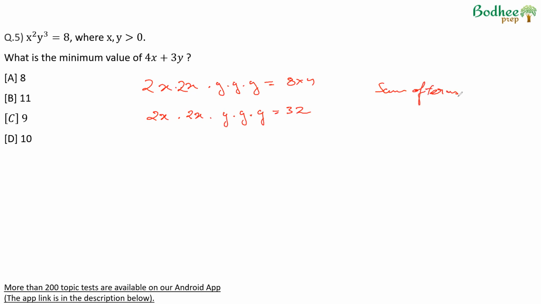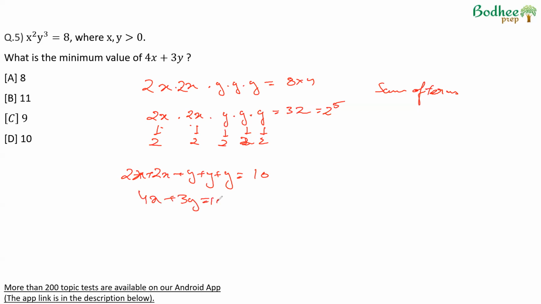Now, the sum of terms is minimum for a given product when all the terms are equal. So we have 5 terms, and their product equals 32, which is 2 raised to the power 5. So the minimum sum of these terms will happen when all of these terms are equal, that is, each of them is equal to 2. And therefore, the minimum sum of 2x plus 2x plus y plus y plus y will be 2 plus 2 plus 2 plus 2 plus 2, or 10. Hence, the minimum value of 4x plus 3y is 10.